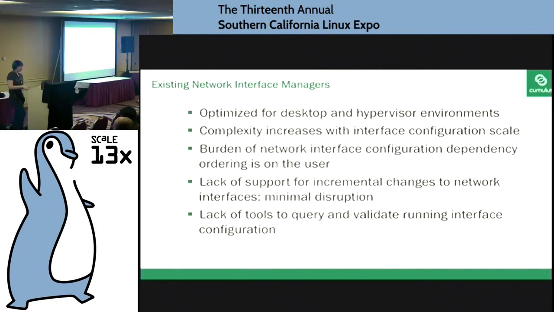There's a lack of support for just doing incremental changes, right? Like in a switch, a lot of times you want to add a VLAN maybe, or a couple other ports, and you don't want to have to bring down all of your networking. On a server, that one port is probably its only port, so you don't necessarily mind if you have to bring down that interface because you have to make the change. And then there's no tools to query and validate your running interface configurations.